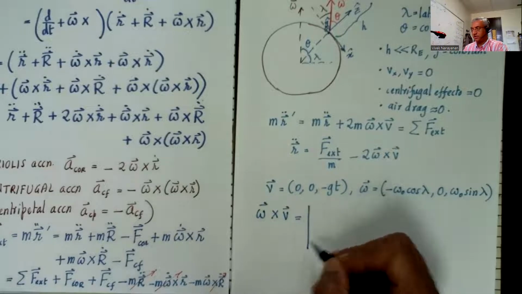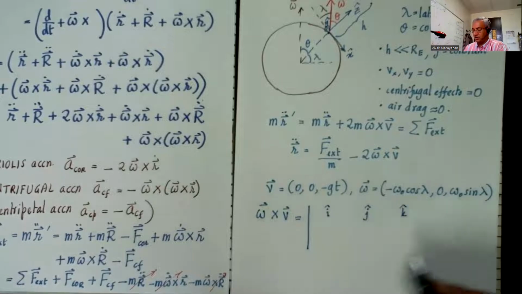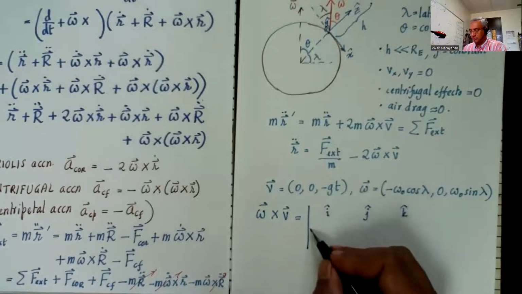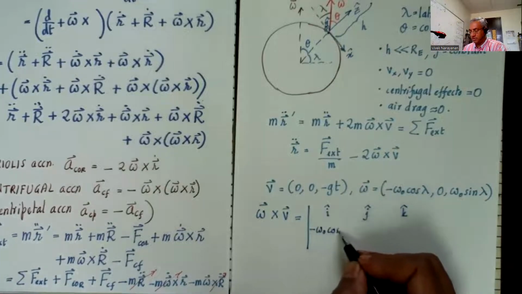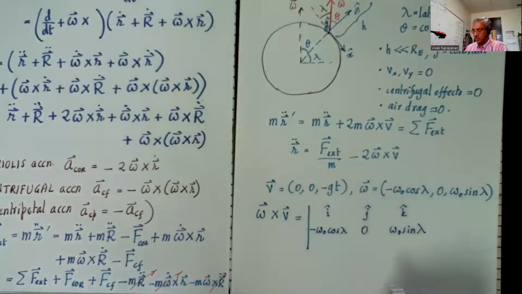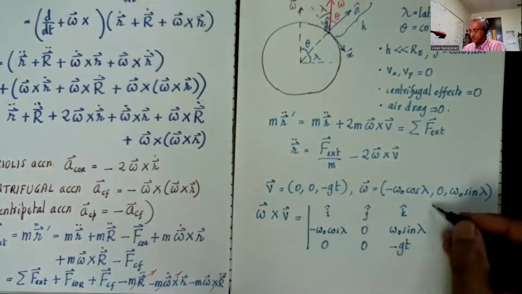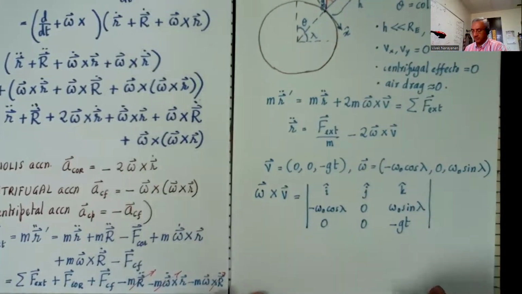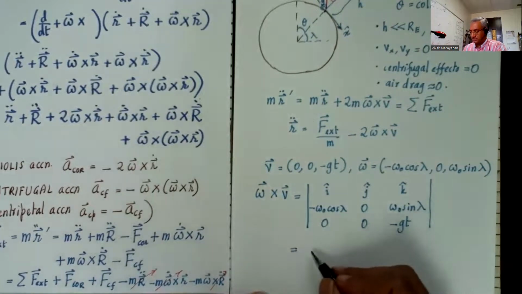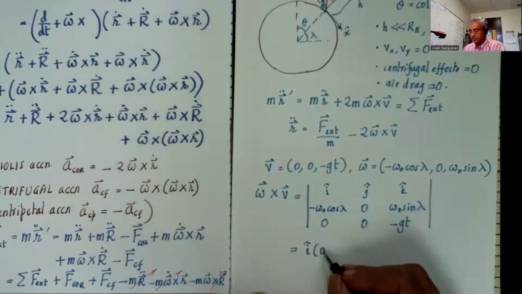Omega cross v is given by i hat, j hat, k hat. Omega is negative omega naught cosine lambda, 0, omega naught sine lambda, and v is 0, 0, negative gt. So let's see what we get. I get i hat times 0 minus 0. So that's i hat times 0.